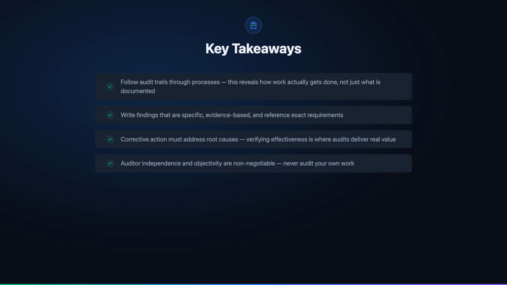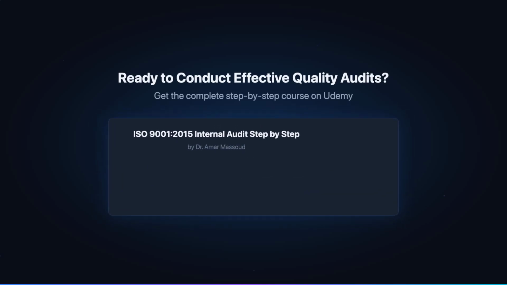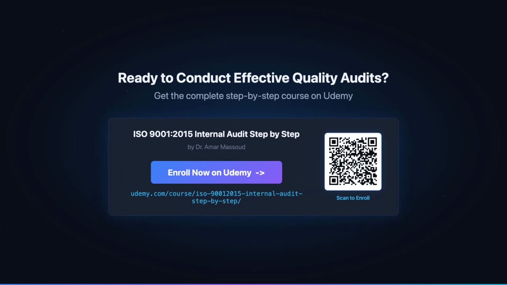Never audit your own work or processes you are responsible for. Maintain professional objectivity, report facts without bias, and never prescribe solutions. Your credibility as an auditor depends on your independence. That wraps up our overview of ISO 9001 internal auditing.